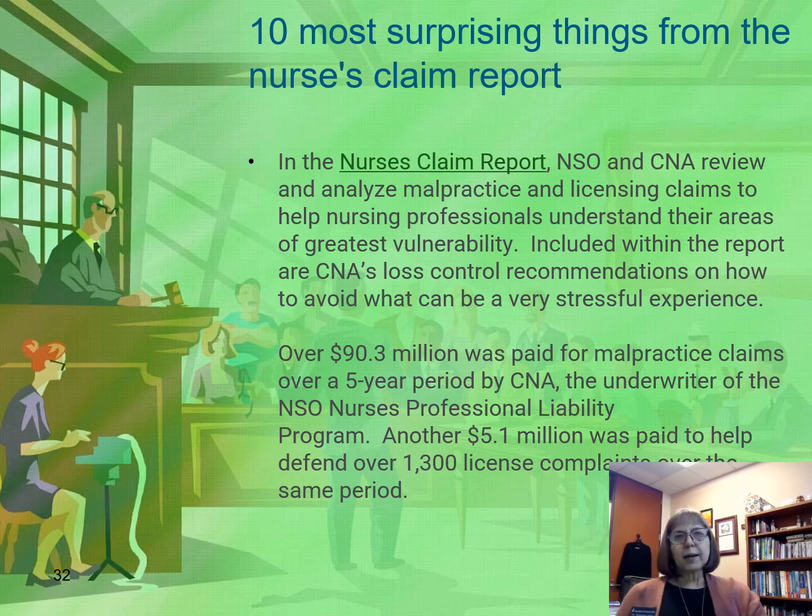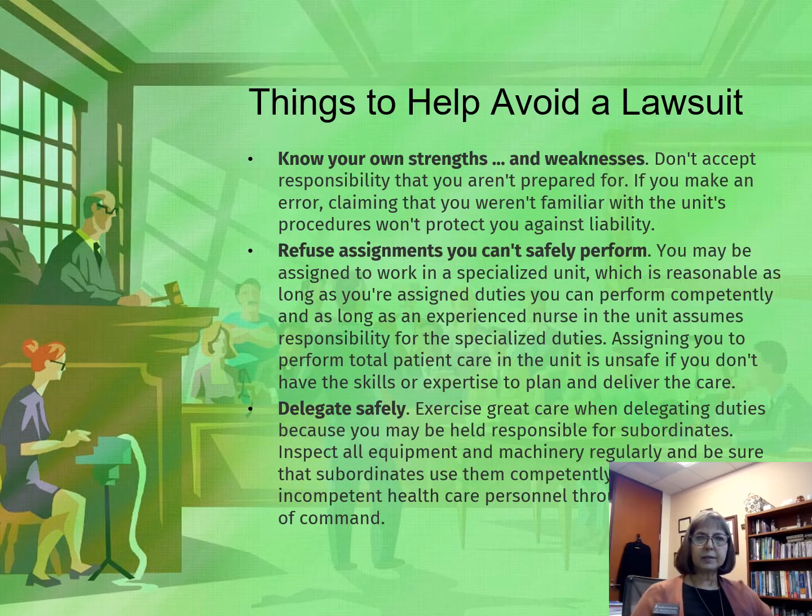The 10 most surprising things from nurses' claim reports are by Nurses Service Organization and CNA, which are nurse malpractice insurance companies, to review and analyze malpractice and licensing claims to help nurses understand the areas of their greatest vulnerability. Over $90.3 million was paid for malpractice claims over a 5-year period by CNA and the underwriter of the NSO Nurses Professional Liability Insurance Program, and about 5.1 million was paid to help defend about 1,300 licensed complaints over that same period of time, to give you some kind of idea about how often it is.